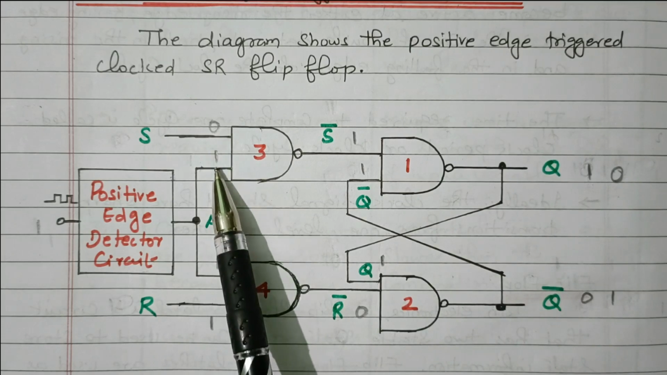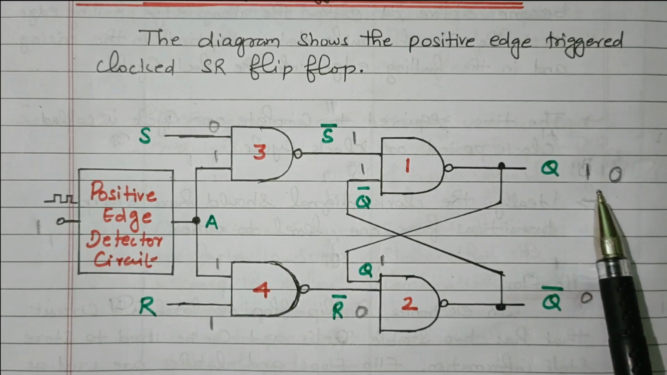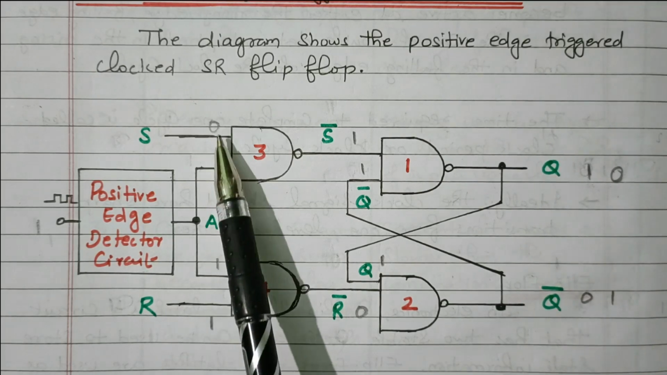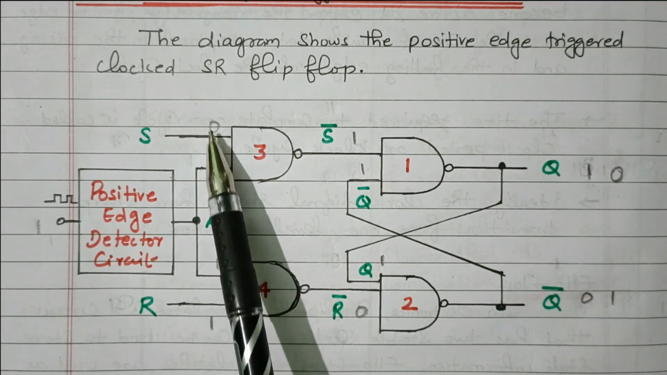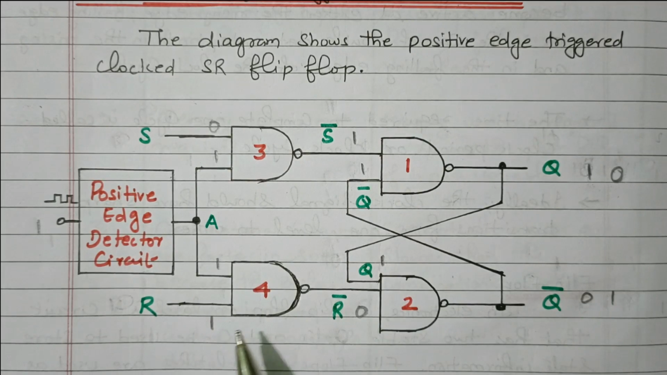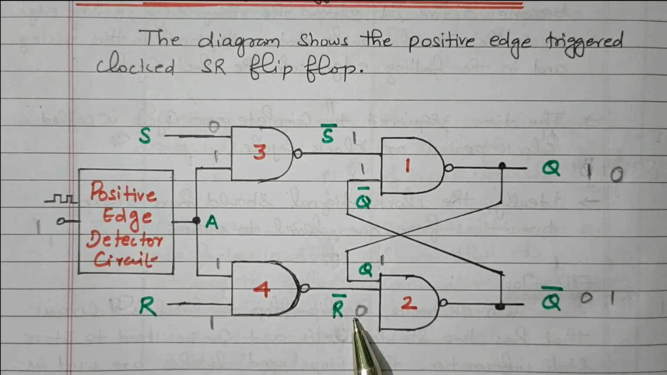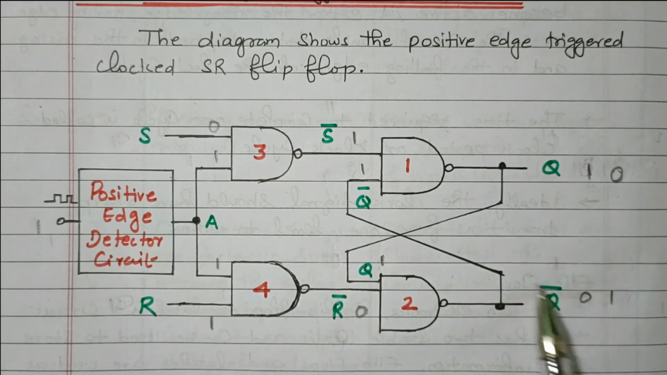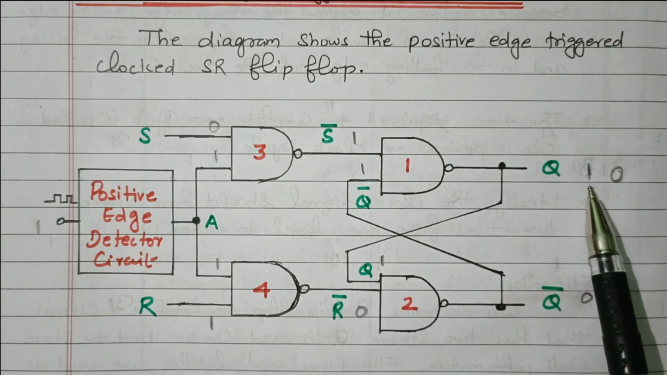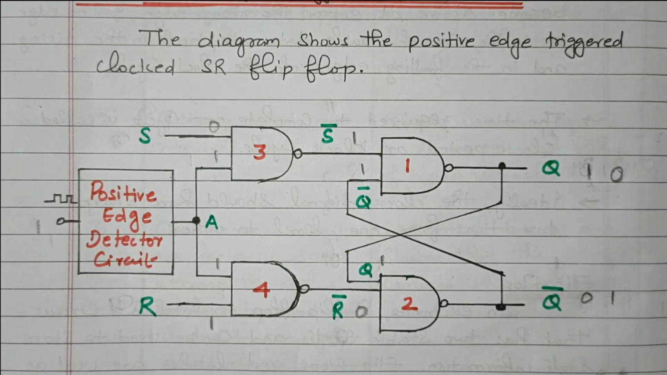Here S is 0, clock pulse is 1, R is 1, clock pulse is 1. We have Q is 1, that should be changed to 0. We need to check whether Q is changed to 0. Q is 1 means Q bar is 0. So 0 into 1 is 0, but due to the NAND gate we got 1. 1 into 1 is 1, due to the NAND gate it becomes 0. Now this 1 is applied. 1 into 0 is 0, but due to the NAND gate we got 1. This 1 is applied here. 1 into 1 is 1, due to the NAND gate it becomes 0. See this, the output is changed from 1 to 0. Similarly, we can verify the other combinations also.